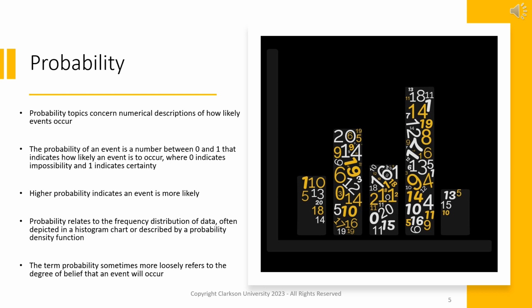Probability relates to the frequency distribution of data, often depicted in a histogram chart, like the bar chart pictured, or described by a probability density function, or PDF, which we'll use quite a bit in our analysis of data.